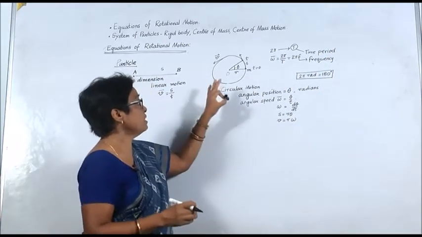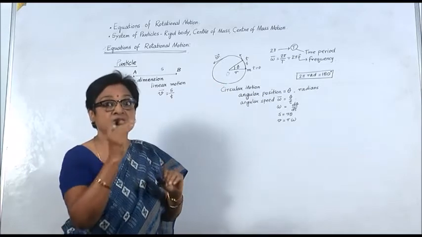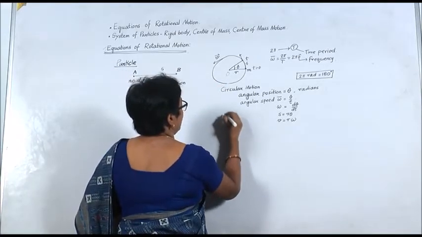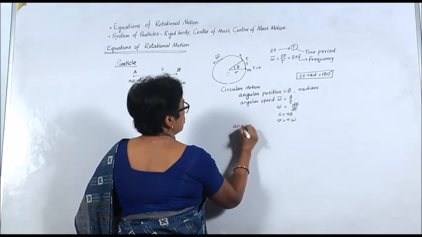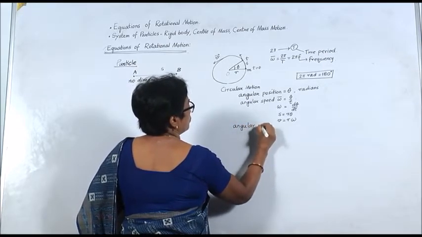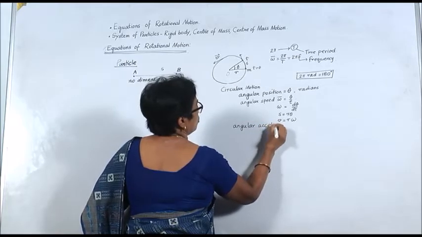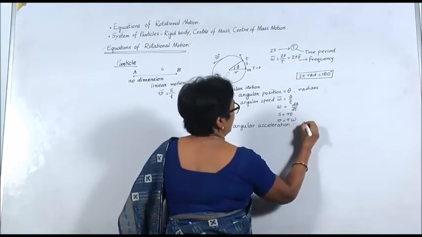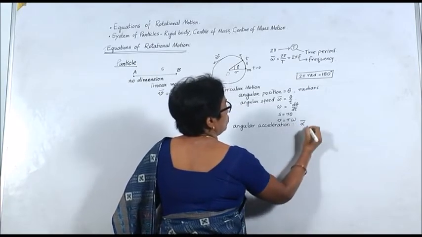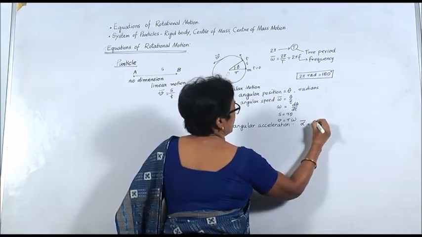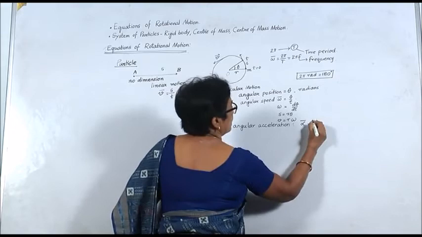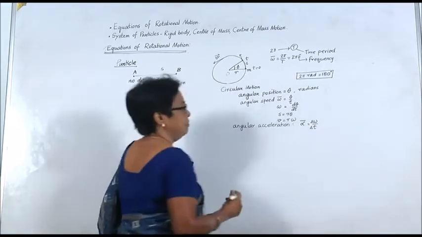What happens when this omega is not constant and it changes? So, when omega changes, there we can define what is angular acceleration. Angular acceleration will be similarly denoted by alpha, and the average value is the change in omega, delta omega, per unit time, or delta omega by delta t.